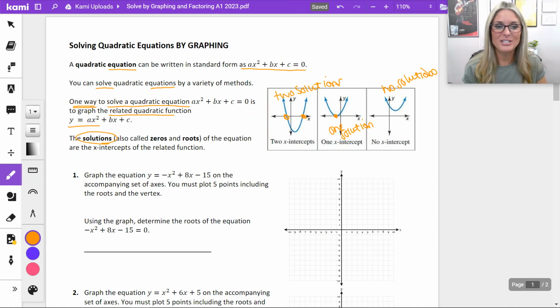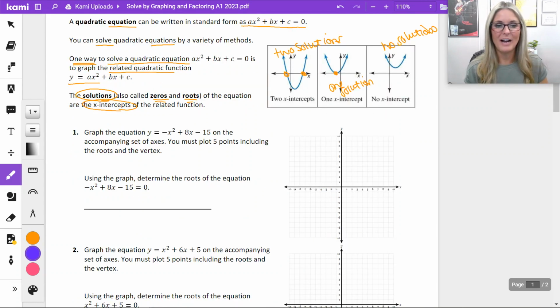Those solutions we just talked about are called zeros or roots, and they represent the x-intercepts in our function. So if I graph it and just look for those x-intercepts, I have my answers or my solutions to the quadratic equation.